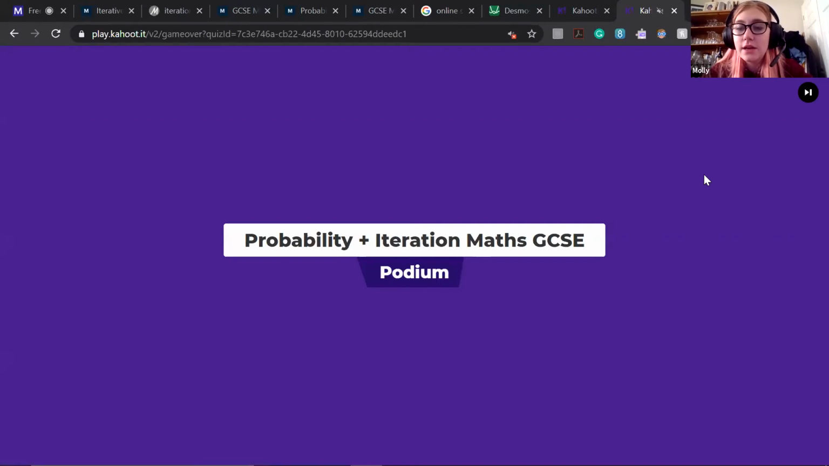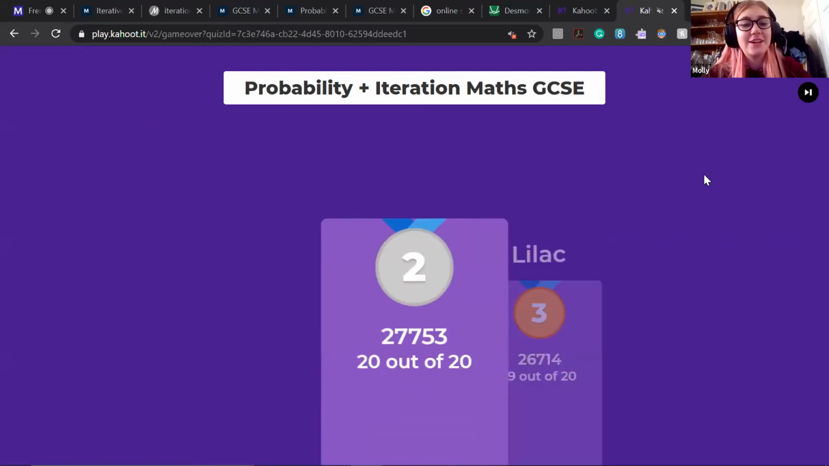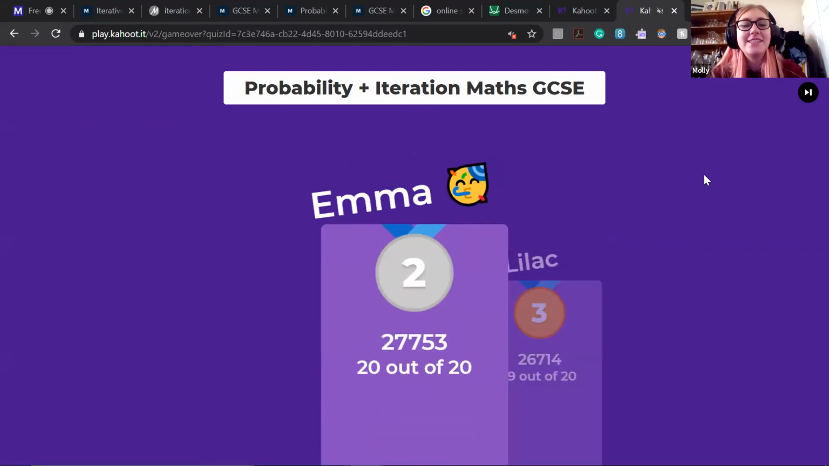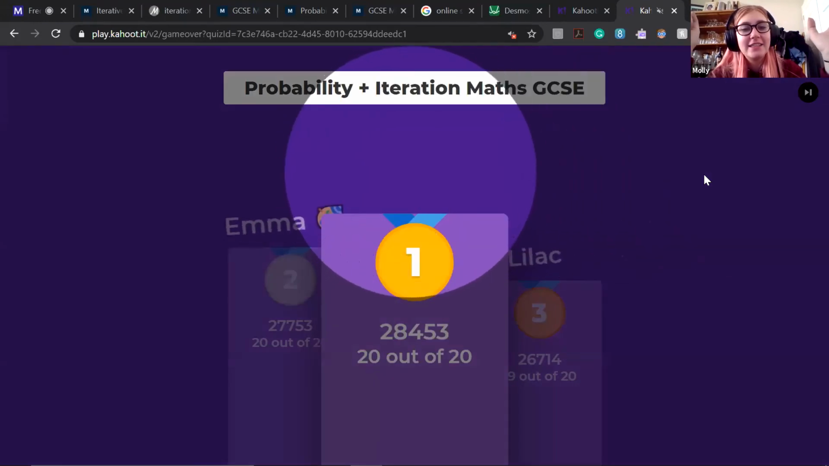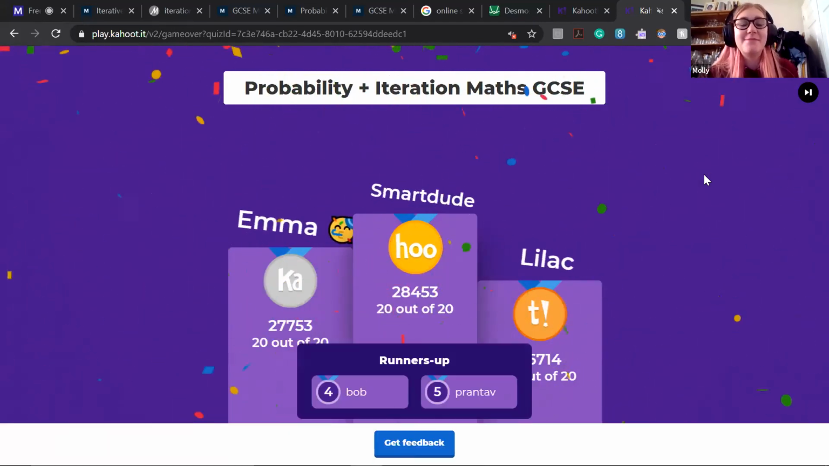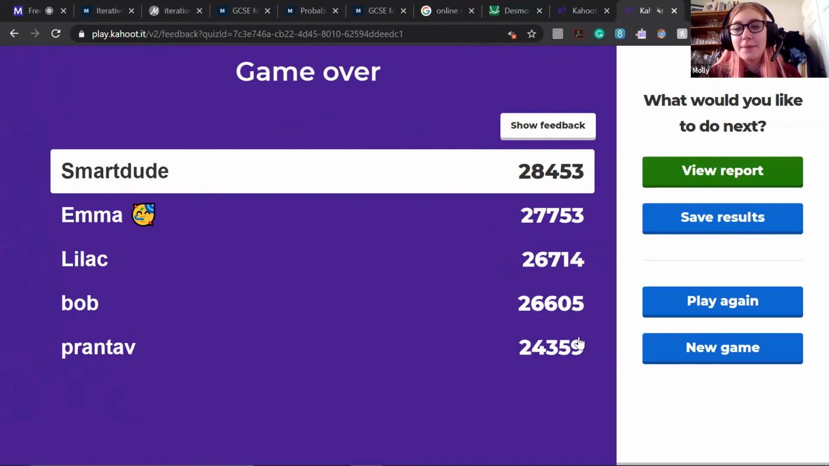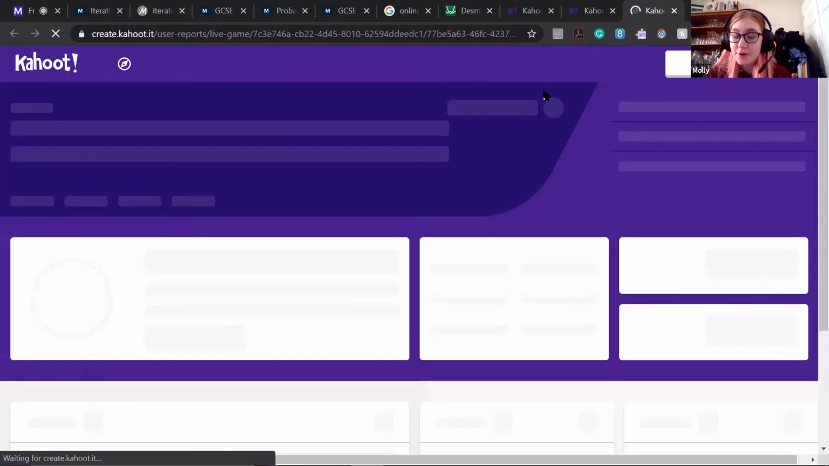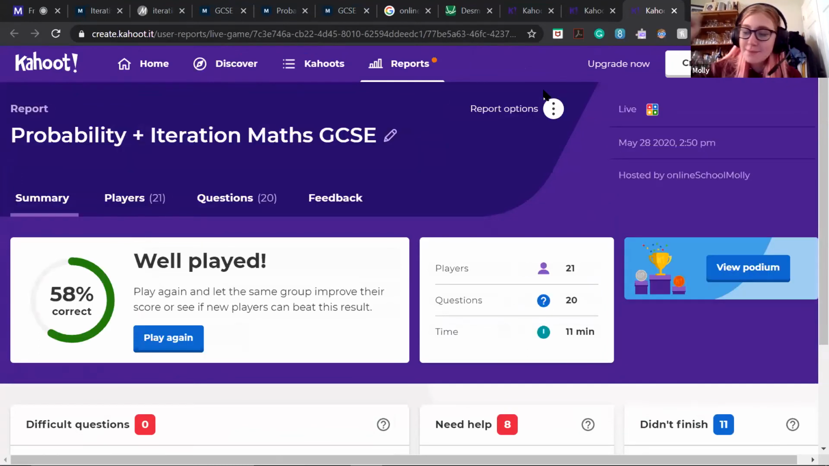So let's have a look at the podium. Lilac got 19 out of 20. That's really, really good. Oh yes, top 2 got 20 out of 20. Emma, fantastic. And Smart Dude came first. That's an appropriate name choice. Perfect. Some people got full marks on those, which is brilliant because nobody got full marks on the first one at the beginning. 58%. Yes, we increased. Excellent.